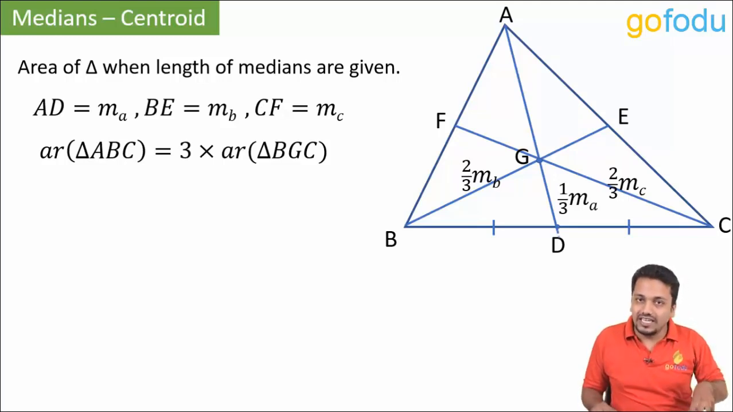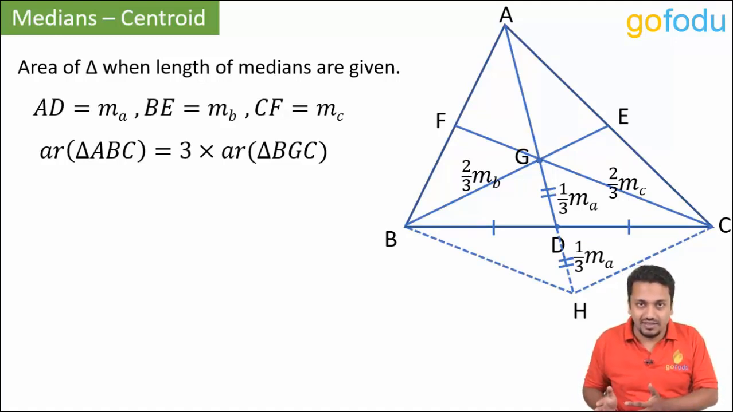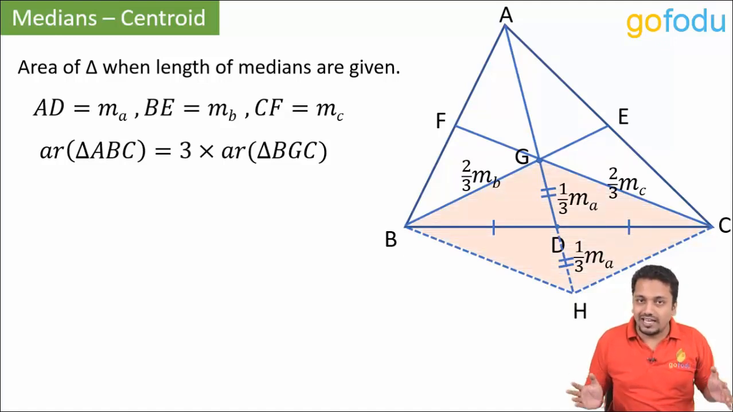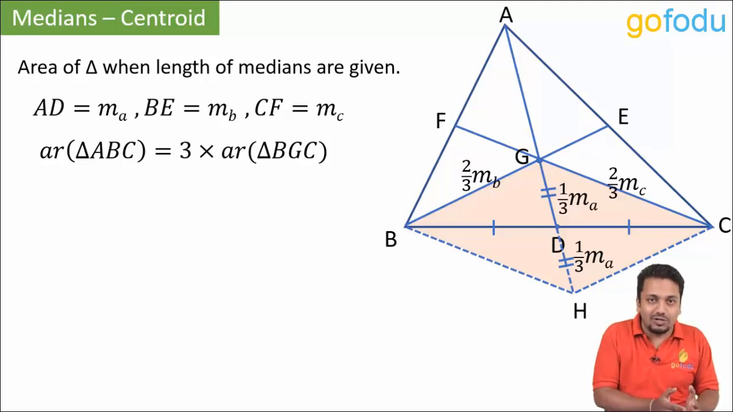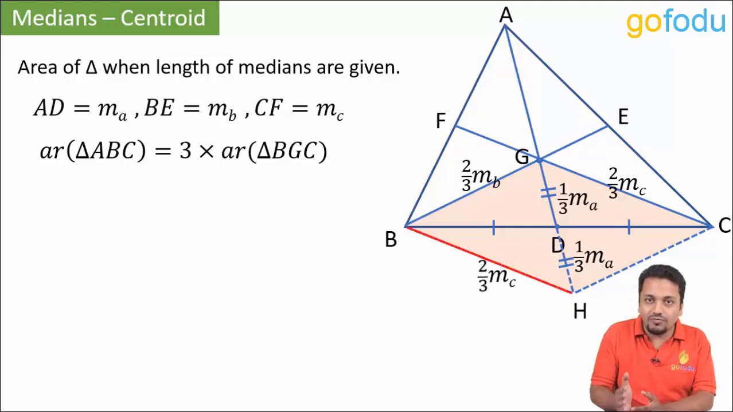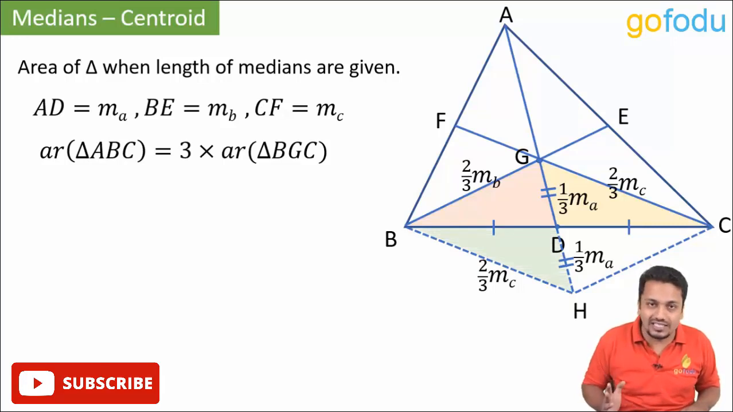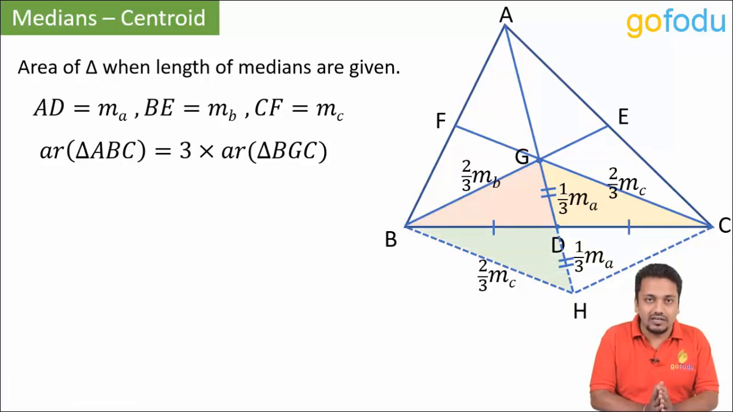Now extend GD to H such that DH is equal to GD. Now this figure is a parallelogram because the diagonals are getting bisected. So length BH will be equal to the opposite side as it's a parallelogram, and the opposite side is 2/3 of MC. Now these two triangles have equal area. Even this third triangle BDH will also have the same area, right? Because HD and DG are equal.